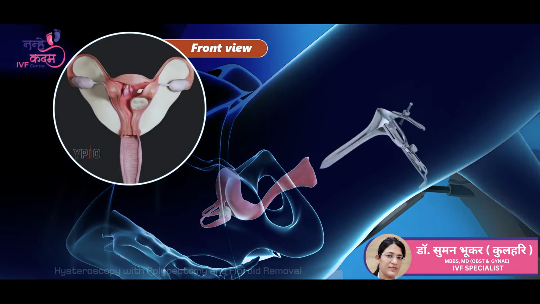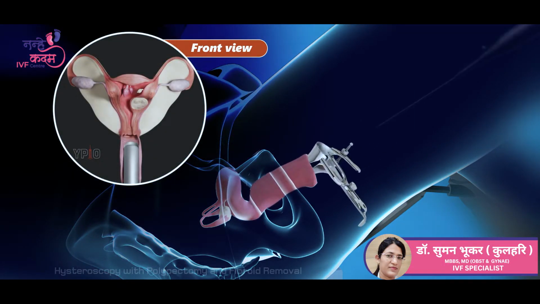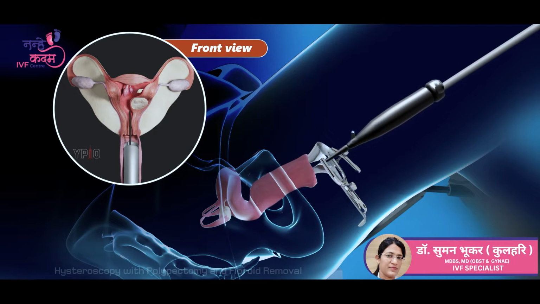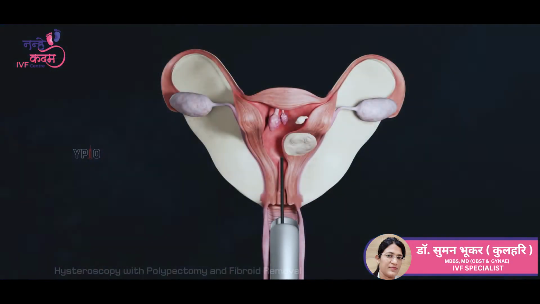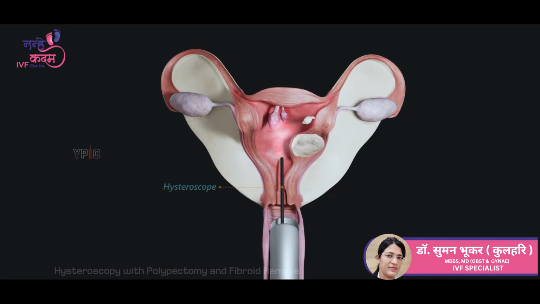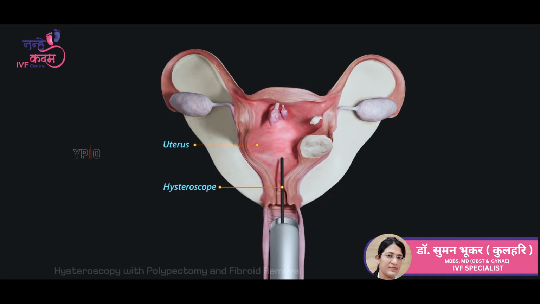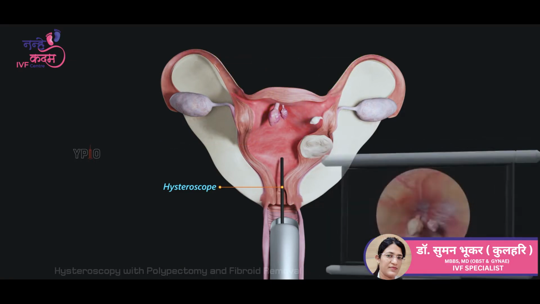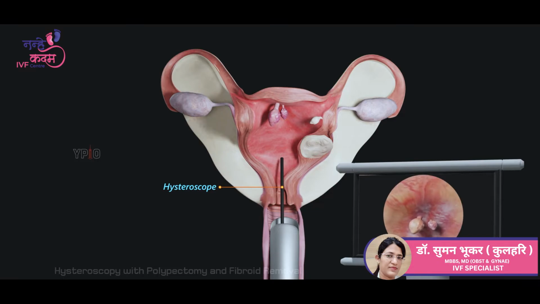A speculum is inserted into the vagina and the hysteroscope is then inserted through the speculum and slowly advanced into the uterus. A gas or liquid is released from the hysteroscope into the uterus, expanding the area and allowing a better view of the inside of the uterus, particularly the inner lining and the openings of the fallopian tubes. The hysteroscope is connected to a video monitor which displays the images of the uterine cavity for your surgeon to view.